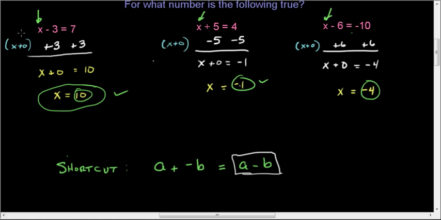So as you're working through this, just know that each problem you come to is its own separate problem. You don't have to get the same answer for them all.